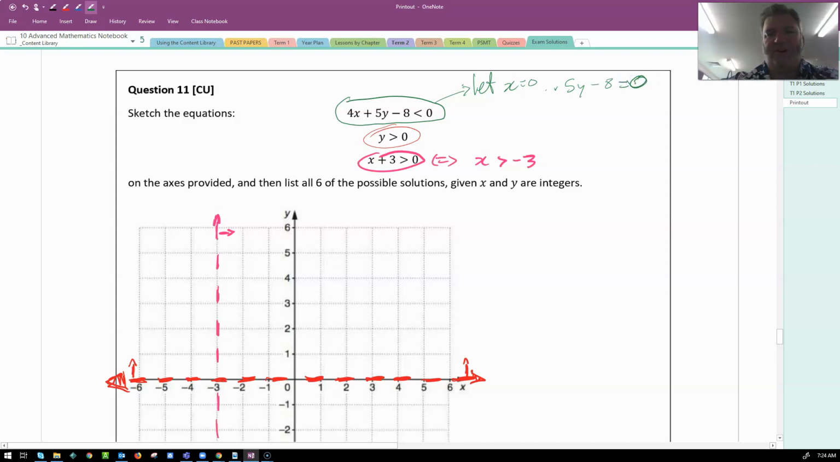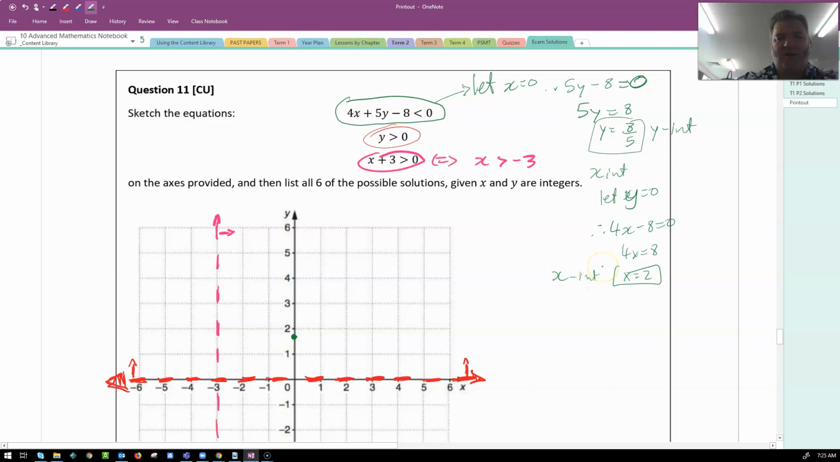It's not very good when my stylus doesn't work as it should. 5y equals 8. Y equals 8 over 5. What's that the same as? 1.6. I've got roughly a y-intercept right there. Make a note of that if you want to. For my x-intercept, let y equal 0. Therefore, 4x minus 8 is going to equal 0. 4x equals 8. X equals 2. So that is my x-intercept.